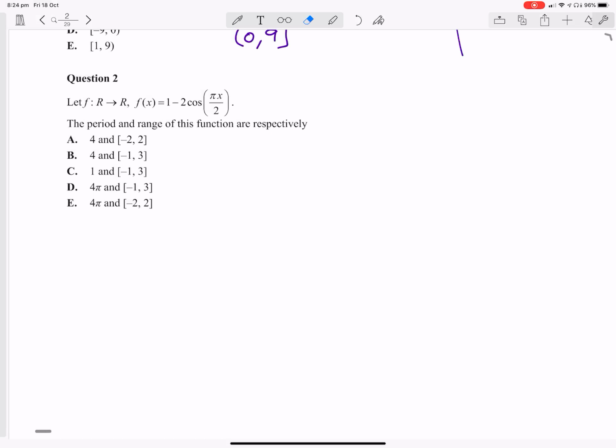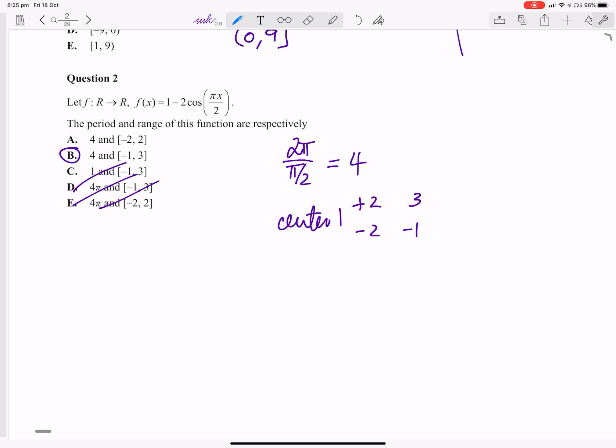Okay, this next one here, the period. The period is 2 pi, it's a cos graph. Don't forget if it's tan, it's just pi on 2, which is 4. So we can scrap all those. Our center is at 1. Our amp is 2, so we add 2 and subtract 2. So our max is 3 and our min is -1, so it's B.